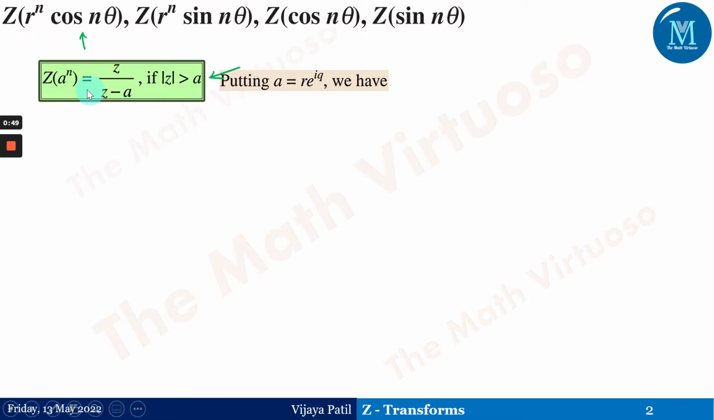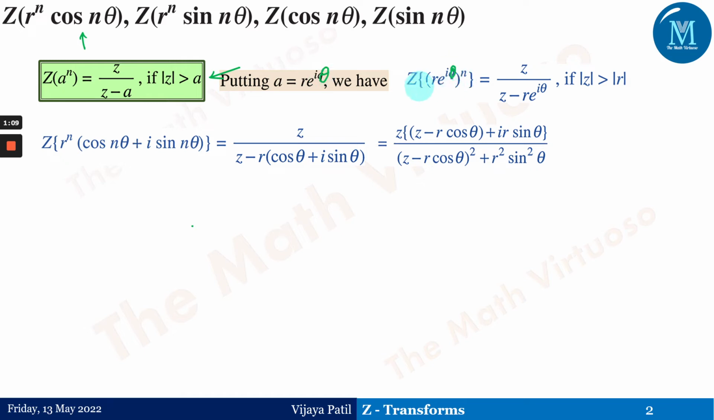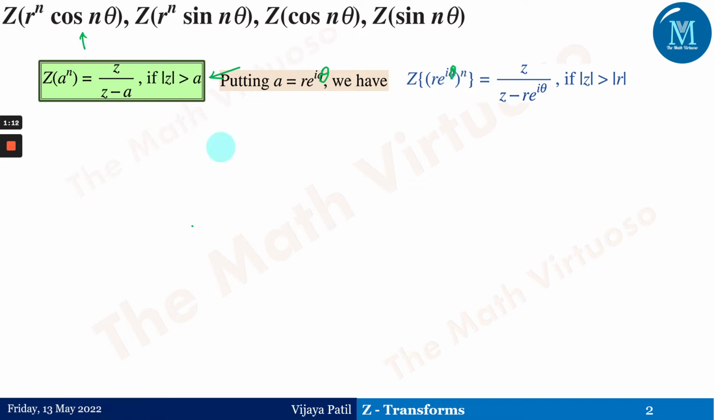Now, in this case, we will be putting a equals r e to the power i theta. So this is not q, this is theta. If we are putting a equals r e to the power i theta, then everywhere in this formula we are going to put a equals r e to the power i theta. So we'll have something like this: z upon z minus r into e to the power i theta, if mod of z is greater than mod of r.